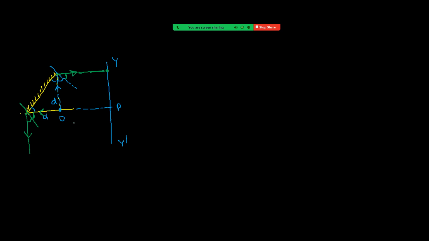That means the person can see image up to infinity on PY dash because this light ray is now touching the screen at infinity. That's why he can see image up to infinity on PY dash. But coming to PY, he can see only up to distance d because beyond d there are no light rays after reflection. Okay. Now see options.